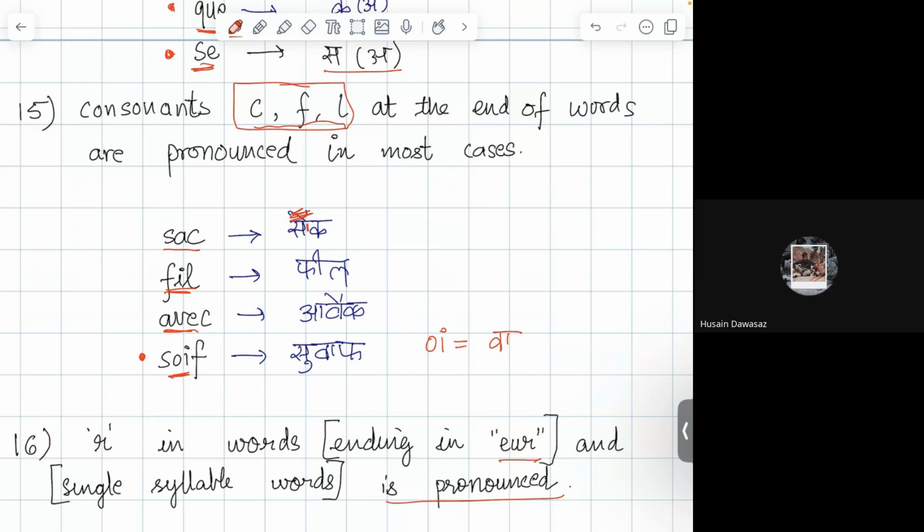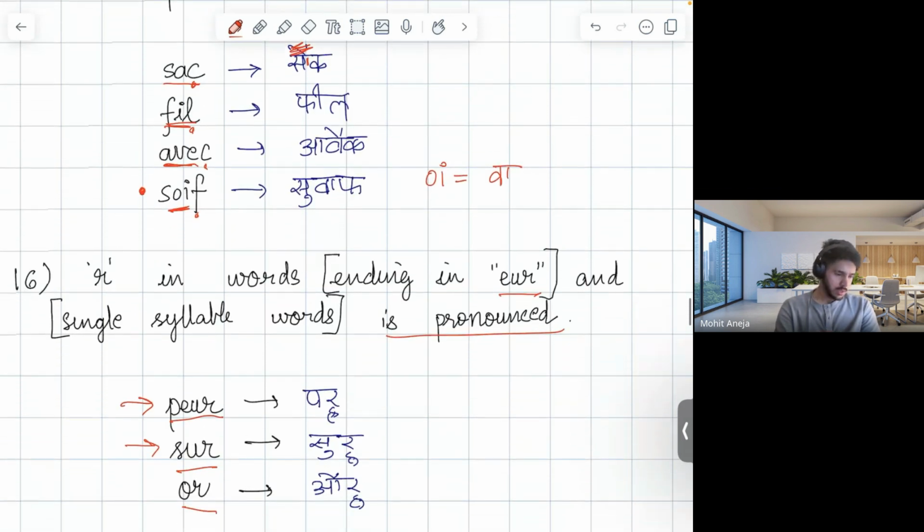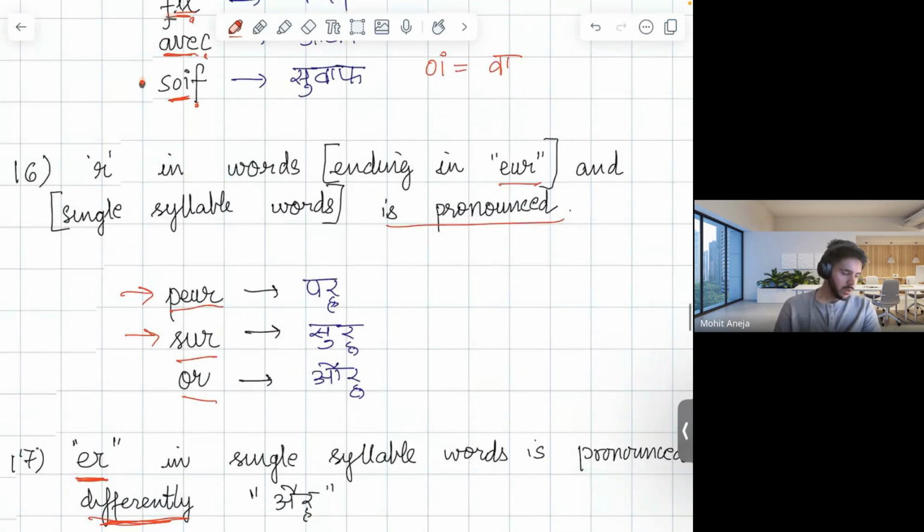Hussein, can you say the sound again? Suave. Yes, great. So you see, whenever there is a C, F, or L at the end of words, we say those consonants, unlike every other consonant, which we usually do not pronounce in French. If you understand this, please give me a thumbs up. Okay, great. I see two thumbs up. Yes, thank you.